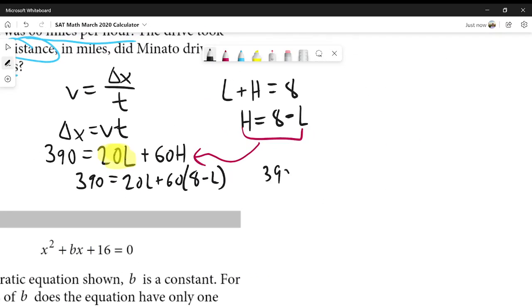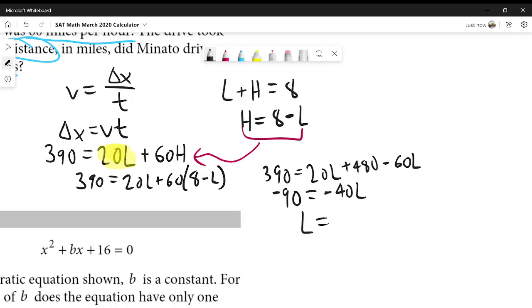and then that's going to give me 390 equals 20L, and then I distribute, so it's plus 480 minus 60L. Then that's going to give me 390 minus 480, that's negative 90, is equal to 20L minus 60L, which is negative 40L. And so that means that L is going to be equal to negative 90 over negative 40, which is the same as 9 over 4, which is the same as 2.25.